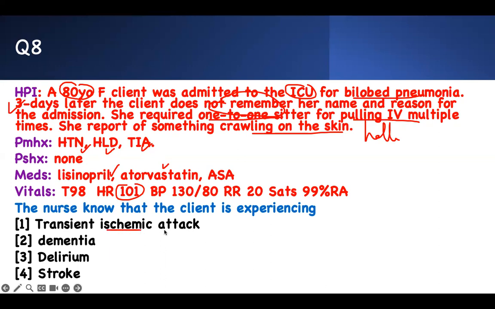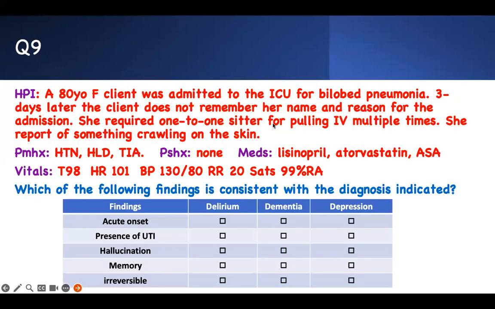Transient ischemic attack is usually, they will tell you, like a curtain falling over their eye; they go blind quickly and then it comes back. It's a mini stroke. I never described that. Dementia is a progressive problem, not an acute problem. Stroke, I have to talk about FAST. No facial drooping, nothing like that. Therefore, what? Delirium, an acute change in mental status due to infection, and then hallucinating. These are the keys you need to answer this question.